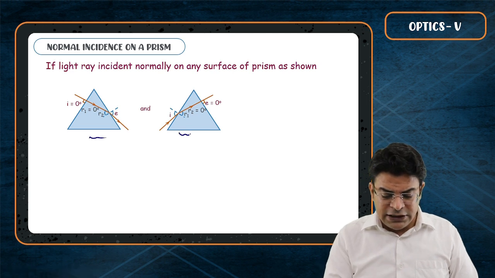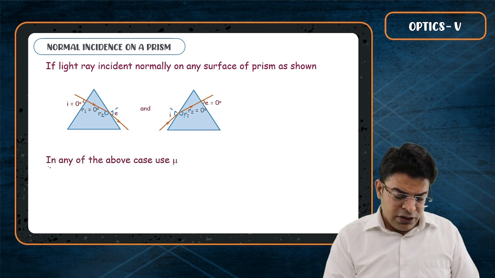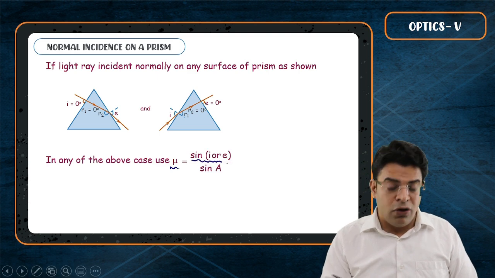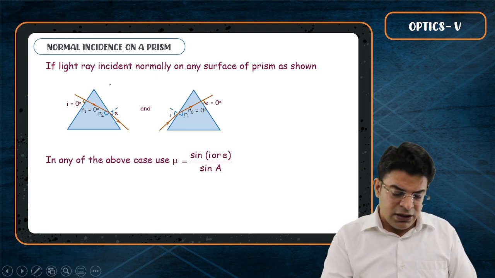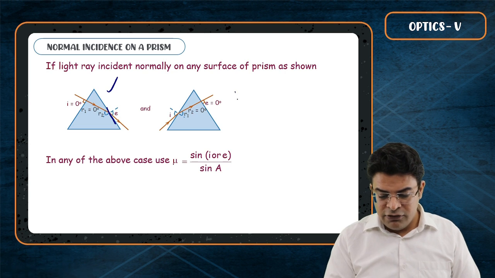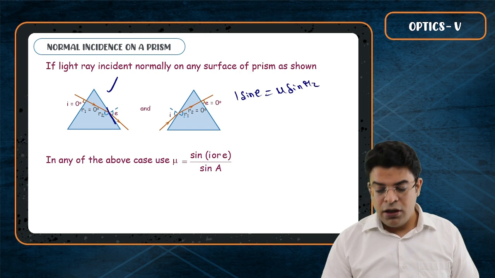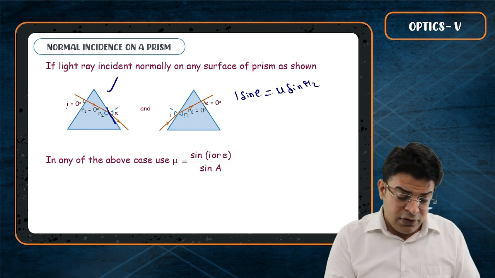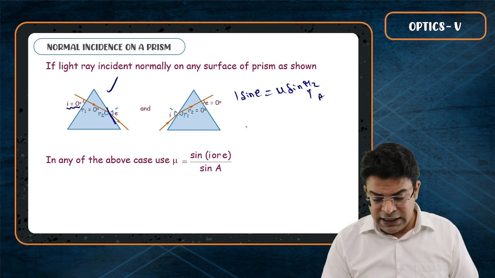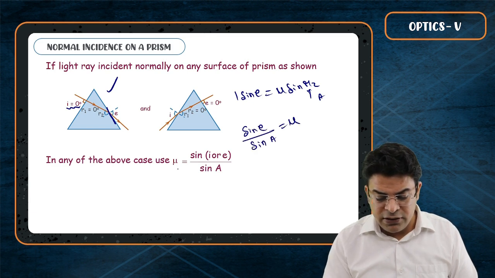Now for these two cases, they will ask you what is the refractive index of the prism. It's very easy to find. In either of the above cases, you will say that mu equals sine of I or E upon sine A. Sir, how do you get this? Think of the first case. Applying Snell's law on the second surface, you will say that 1 sine E equals mu sine R2. And for this particular case, if the incident ray is normal, R2 equals the apex angle. So sine E upon sine R2, or sine A, has to be the same as the refractive index.